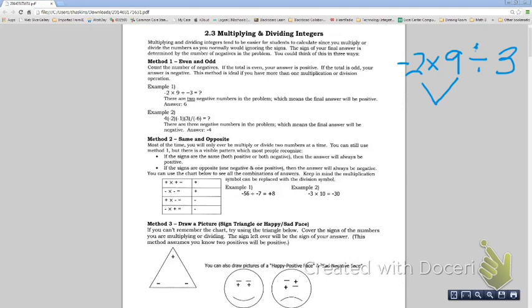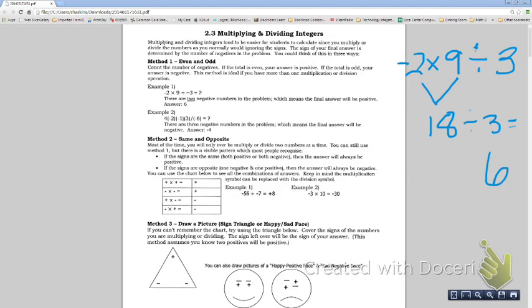2 times 9 is 18. And 18 divided by 3 equals 6. Now the only thing you have left is to determine the sign of your final answer. So this is where we'll get into our three methods. First method is even and odd. This works especially well when you have a whole string of numbers that you're multiplying or dividing.